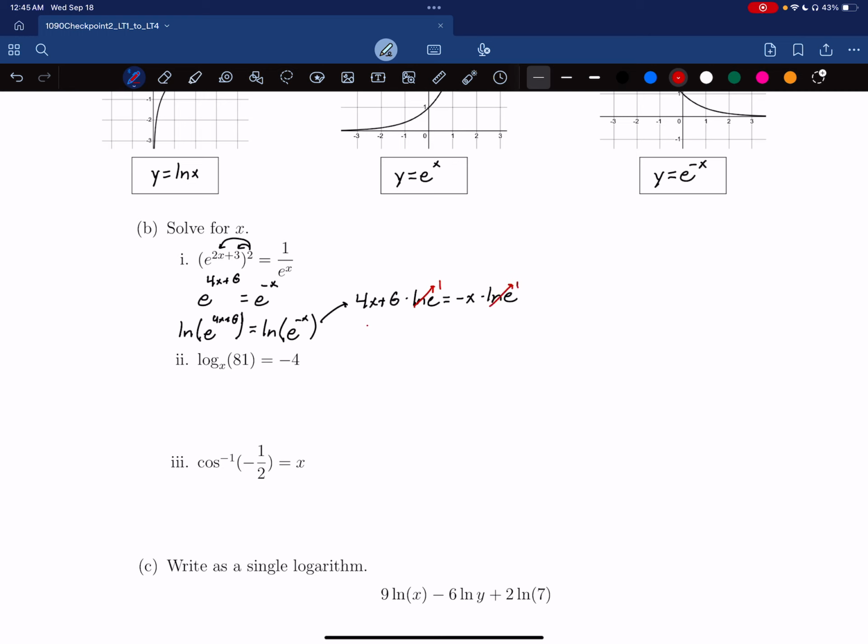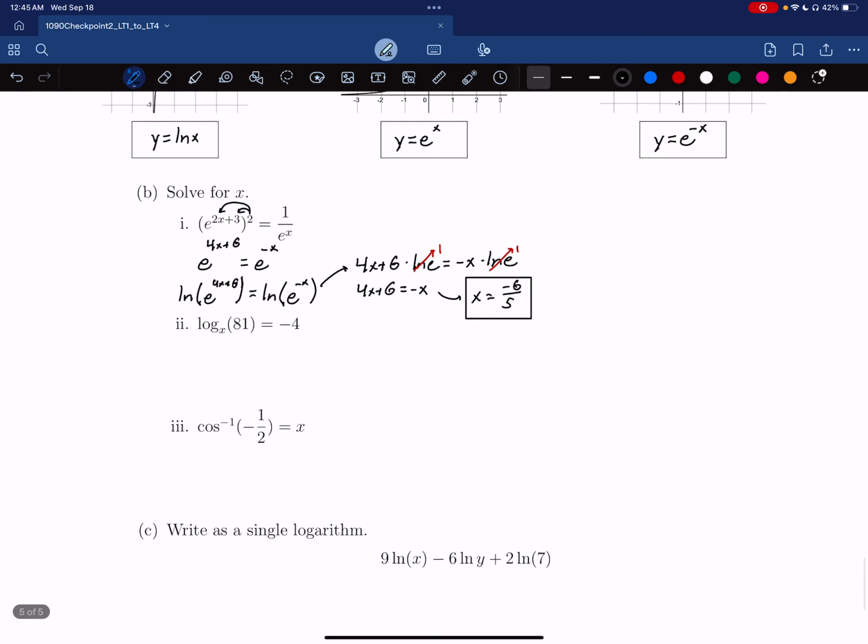So that leaves us with 4x plus 6 is equal to negative x. And this is just a little algebra problem here. I'll skip that little step, and we're going to get x is equal to negative 6 over 5. That's our final answer for that part right there.